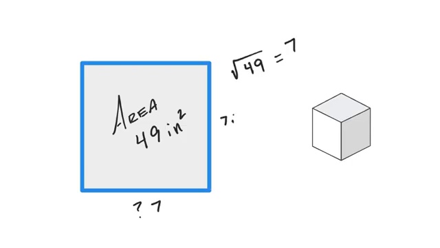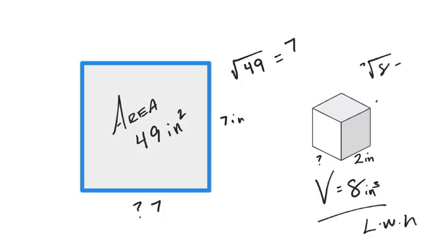Cube root literally means you have the volume of a cube and you want to find the side length. This cube has a volume of 8. So the side length, or the cube root of 8, is 2. 2 times 2 times 2 equals 8.